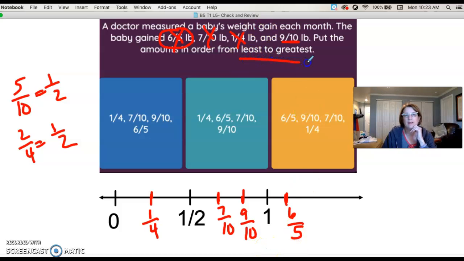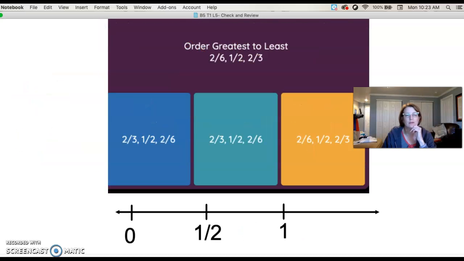The directions say least to greatest. I've got to start with 1/4. Both of these do, so this gold one can't be right. Then I've got to go to 7/10, which is the blue one. So the blue one is the correct answer.